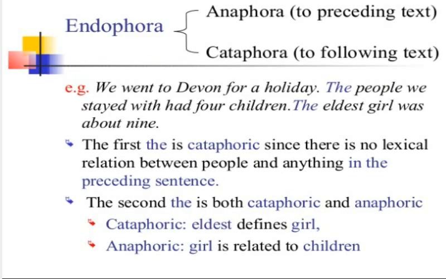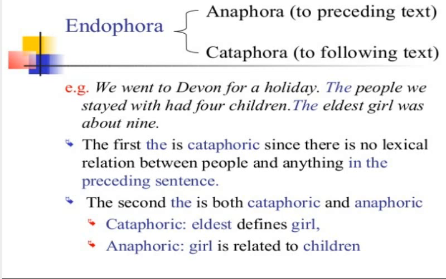We went to Devon for a holiday. So at first, anaphora is reference to preceding text, cataphora to following text. We went to Devon for a holiday. The people we stayed with had 4 children. The eldest girl was about 9.